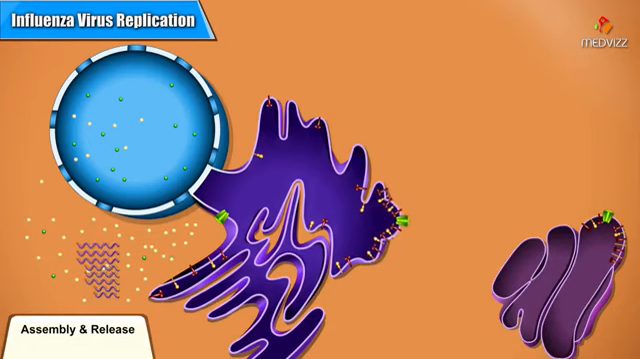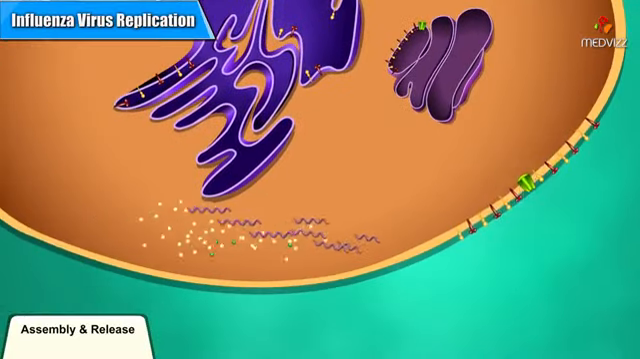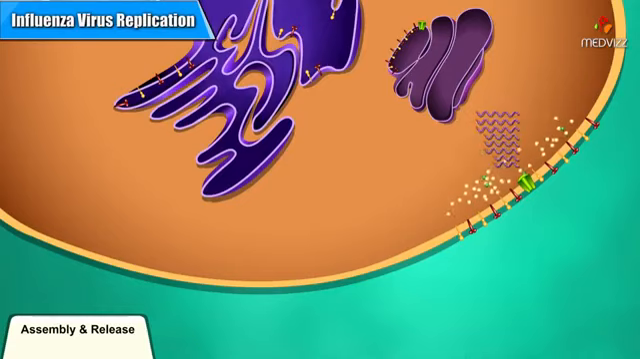The envelope proteins made on the endoplasmic reticulum move by transport vesicles from the endoplasmic reticulum to the Golgi apparatus, and finally to the plasma membrane. The RNA protein complexes are then packaged into progeny viruses as they bud from the cell membrane.